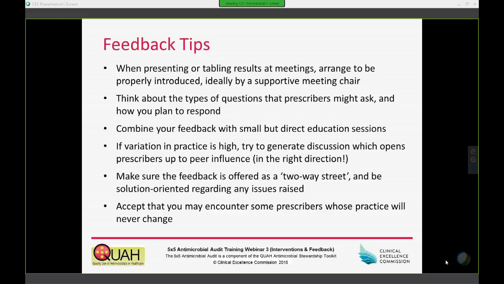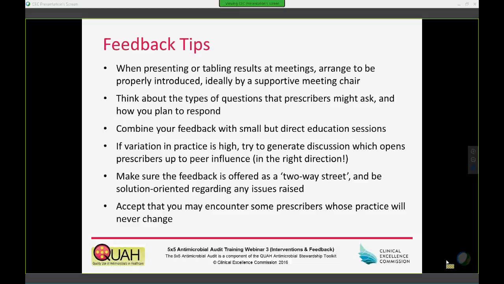Think about the types of questions that prescribers might ask and what your responses should be. So, for example, if you know that some people might be questioning the limitations of the audit methodology, then be prepared to have that discussion. Or perhaps if a prescriber group is likely to want to know more details about the type of cases that they were missing, where they were missing indicators, it's probably a good idea to have that information ready to go.